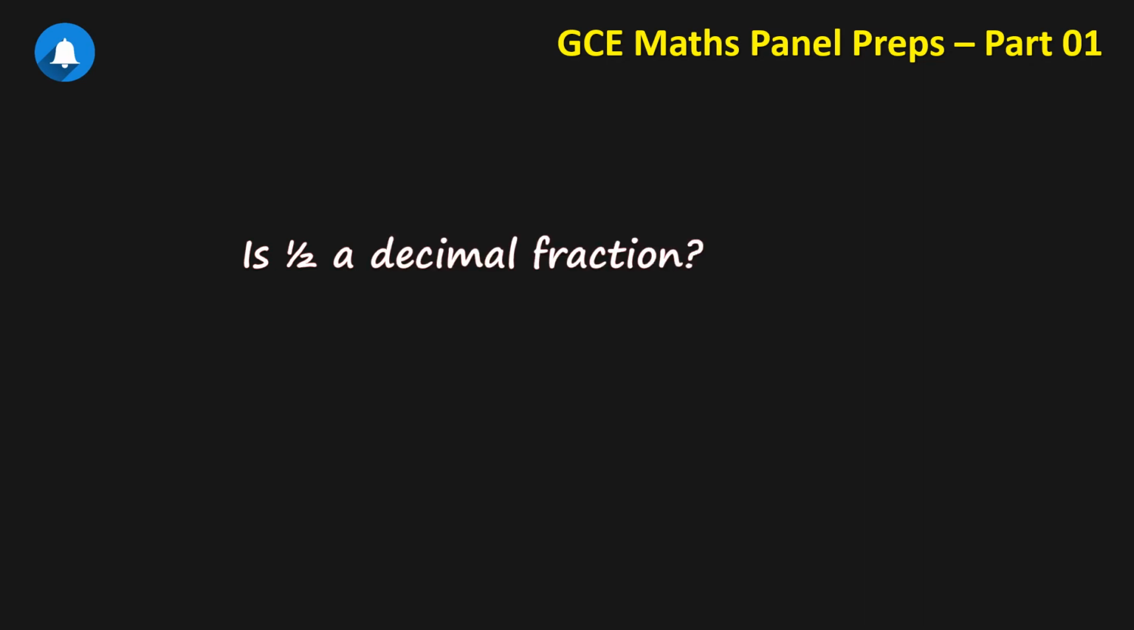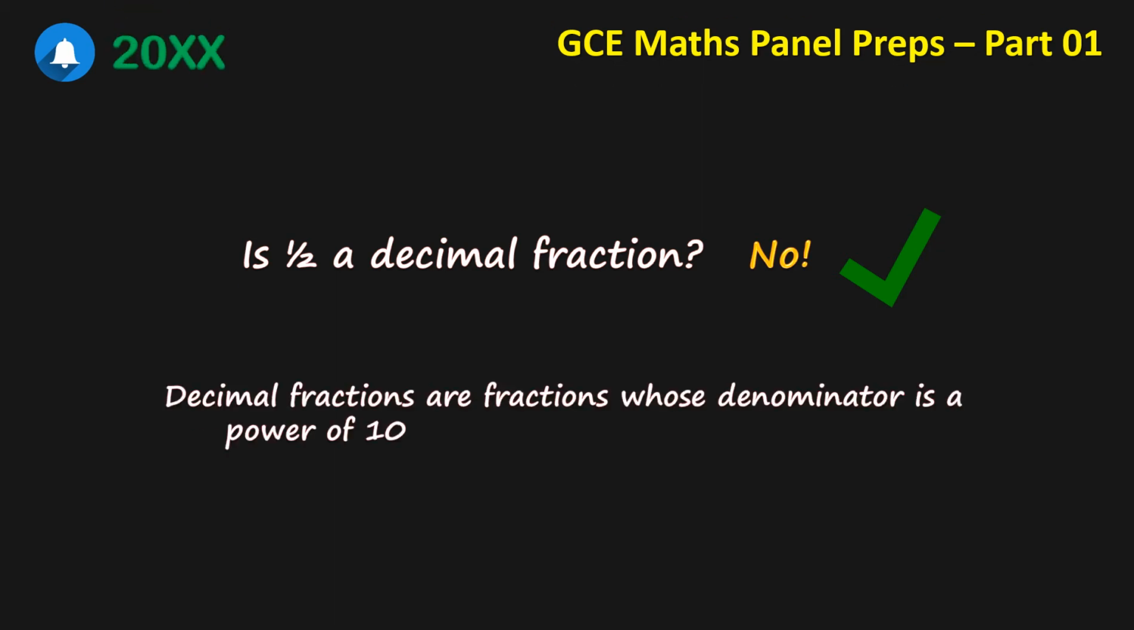This other one to note, is a half a decimal fraction? No. For a number to be a decimal fraction, the denominator must be a power of 10. That is, the denominator must be something like 10 or 100 or 1000 or 10,000 and so on, a power of 10. So a half is a binary fraction because the denominator is 2. So it's a binary fraction and not a decimal fraction.